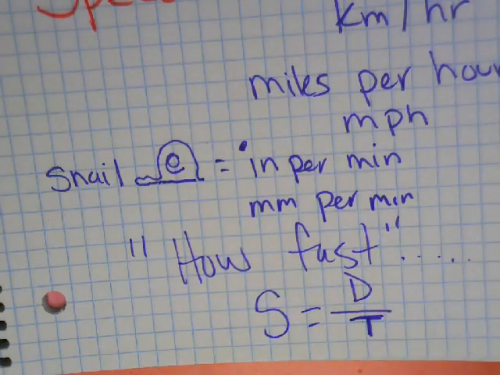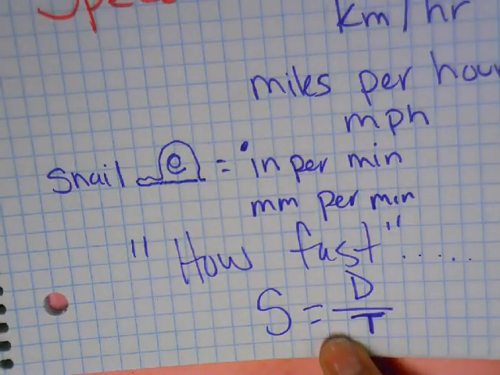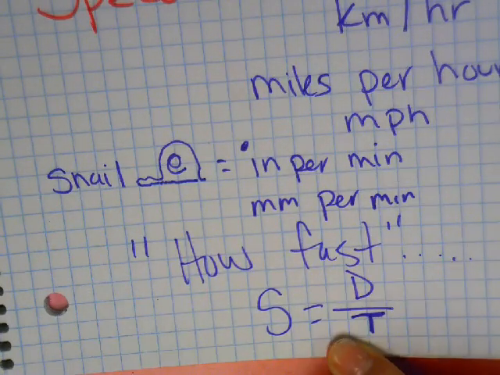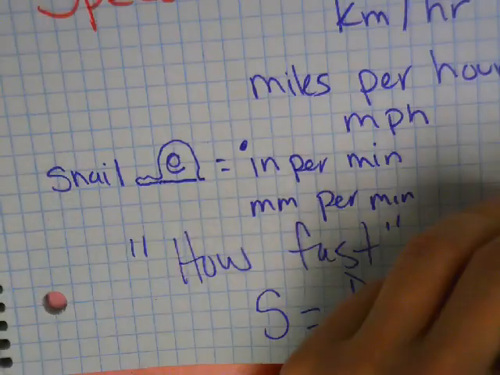All right, the last one. So this is the formula. Now we're not multiplying, we're dividing. We're dividing for this one. All right, the last one is time.